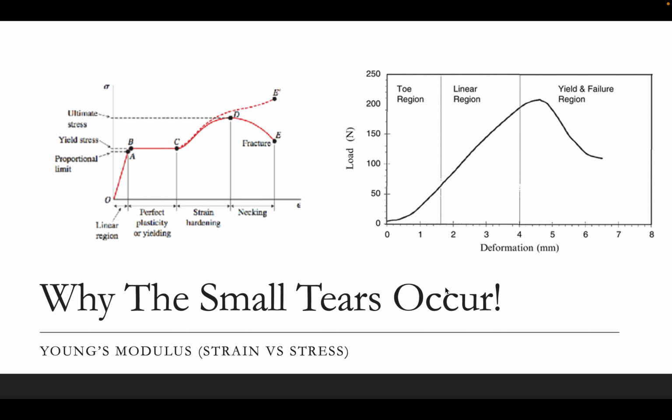By looking at the graph on the right, which is the representation of Young's modulus of a tendon, it establishes a set of conditions for these tears to occur. For example, based on the graph, we can see that the most stress a tendon can endure is around 210 newtons, and the most it could be strained is 7 millimeters. Therefore, whenever these tears are occurring, it is due to the fact that these conditions have been exceeded.